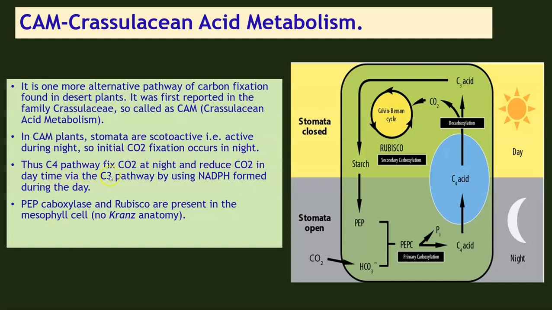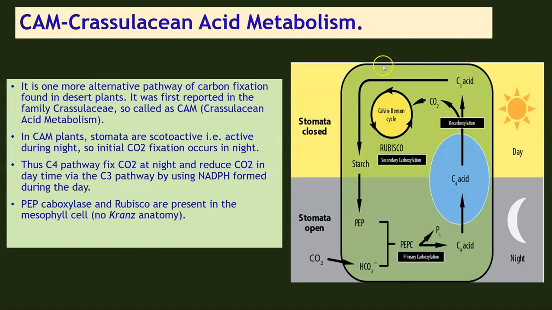Thus, the C4 pathway fixes CO2 at night and reduces carbon dioxide in the daytime via the C3 pathway by using NADPH formed during the day. So basically, during the night time, it carries on the C4 pathway, and during the daytime it carries out the C3 pathway. PEP carboxylase and rubisco are present in the mesophyll cells only. So there is no Kranz anatomy present or shown by the leaves of these plants.